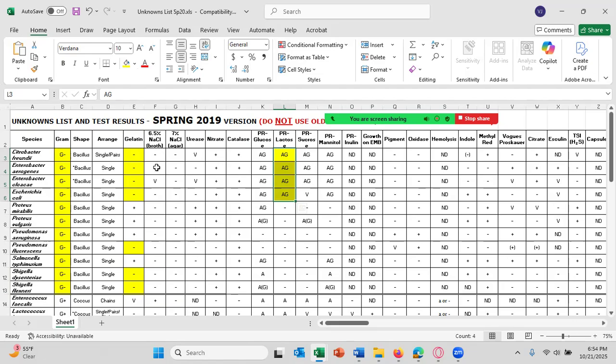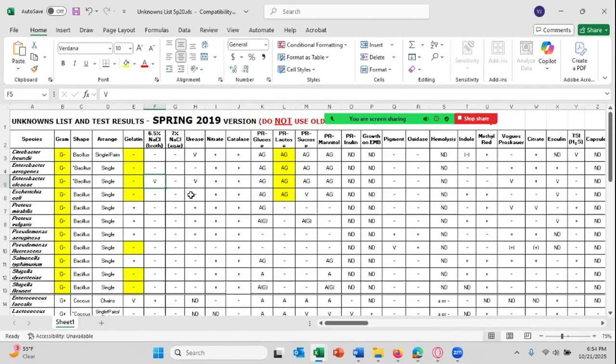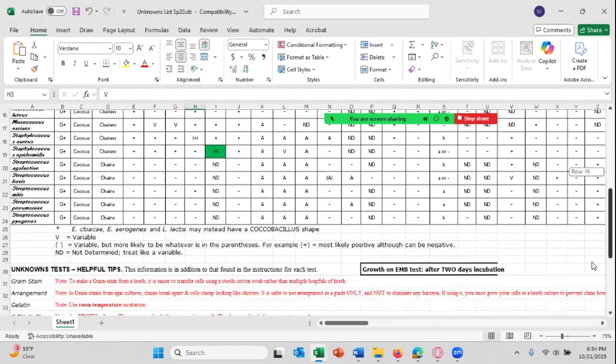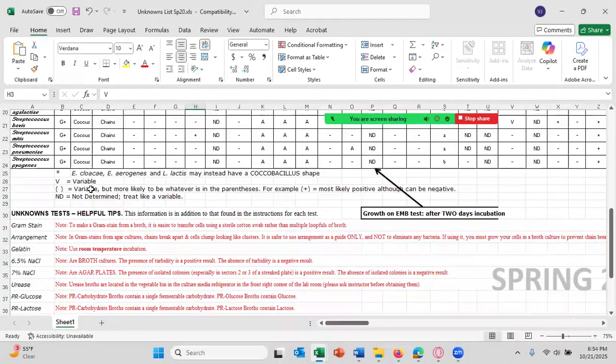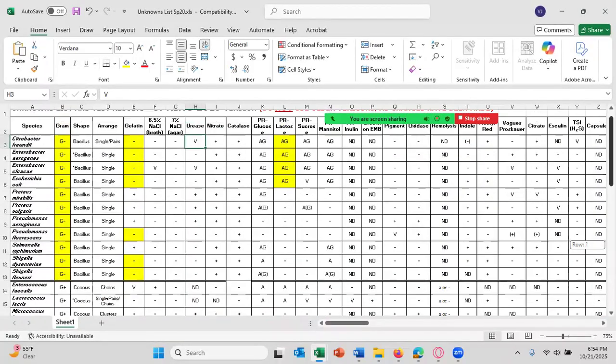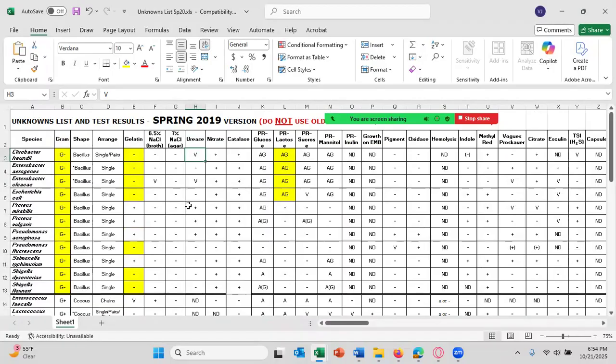You could do 6.5% sodium chloride broth, in which case you'll separate it up maybe into 1 or 4. You could do the urease test, maybe separate it into 2 out of 4. The problem is these are variable. That's what the V stands for. Scroll down here. Variable, which means sometimes they can be positive, sometimes they can be negative. So if you get a plus there, you narrowed it down. But if you get a negative, then you still have the same four.